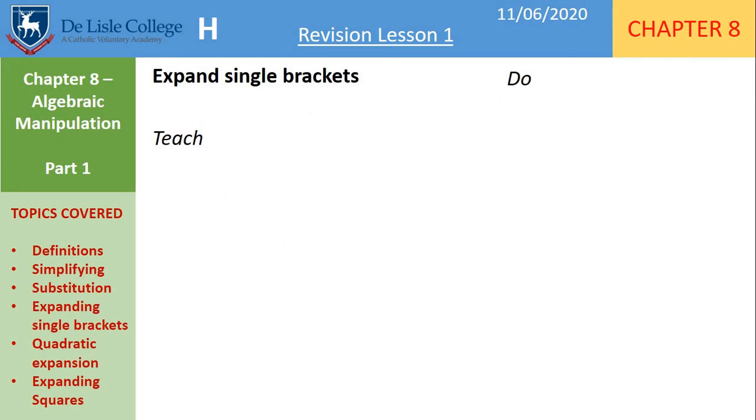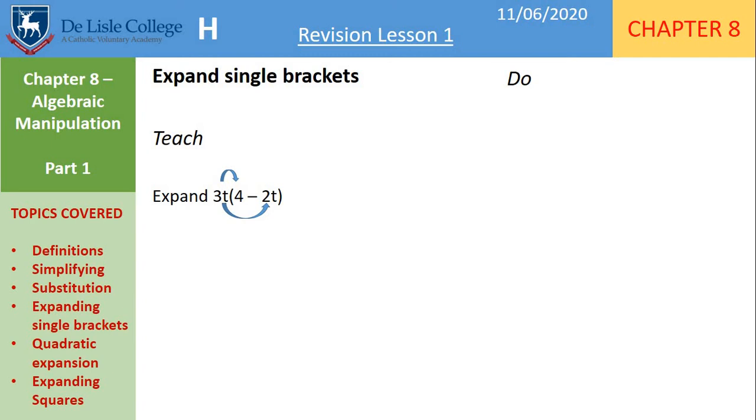Okay, we're going to have a reminder of expanding single brackets. So we're going to expand 3t and then brackets 4, take away 2t. So a reminder that anything in front of a bracket is going to be multiplied by every term inside the bracket. So that means we're going to be doing 3t multiplied by 4, and we're also going to be doing 3t multiplied by negative 2t.